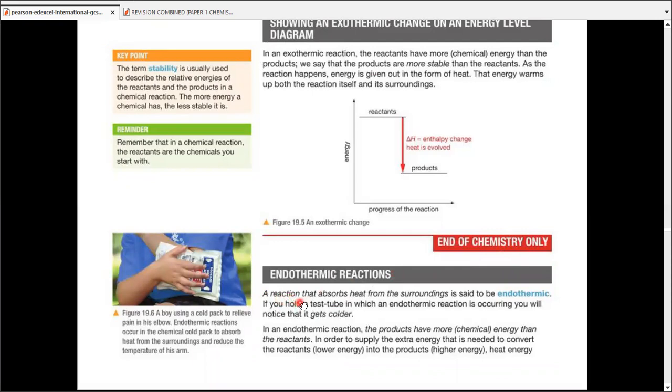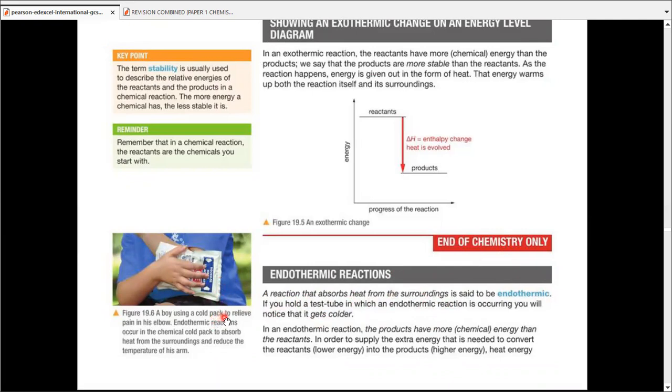Endothermic reaction. Now this is the other kind. This is the one which absorbs heat from the surroundings. These are said to be endothermic. If you hold a test tube in which an endothermic reaction is going on, you would notice it gets colder.